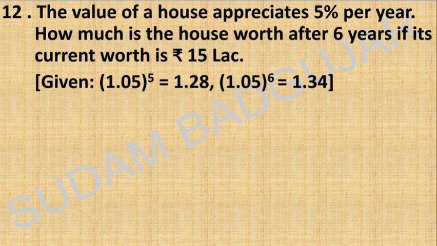So you will get the 7th term. You can easily find out the 7th term. So you will get the value of that same house after 6 years. And given is 1.05 bracket raised to 5 is equal to 1.28 and 1.05 bracket raised to 6 is equal to 1.34.